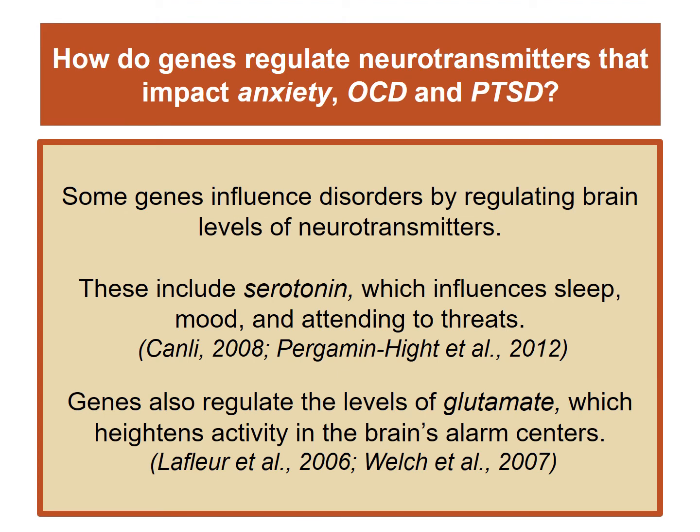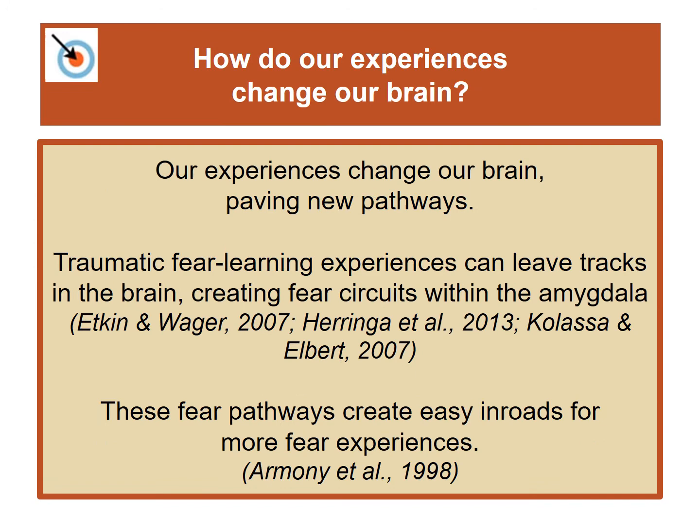How do genes regulate neurotransmitters that impact anxiety, OCD, and PTSD? Some genes influence disorders by regulating brain levels of neurotransmitters. These include serotonin, which influences sleep, mood, and attending to threats. Genes also regulate the levels of glutamate, which heightens activity in the brain's alarm centers.